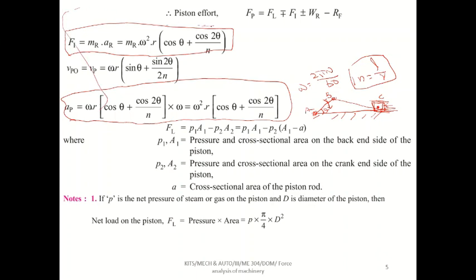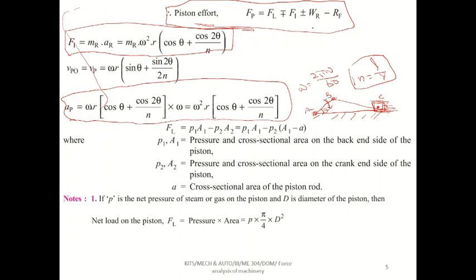When the piston is pushed down, what kind of force will be acting on the piston? That is called piston effort. To find out the piston effort, the formula is Fp equal to Fl plus or minus Fi plus or minus Wr minus Rf. This is the formula.